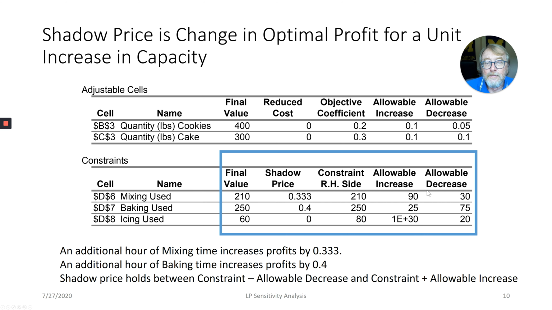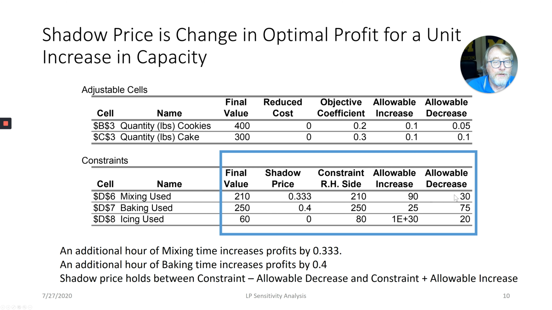Okay. Now, a little bit finer detail is this allowable increase and allowable decrease. And it kind of acts just like the ones above, only now you're saying, okay, I have this constraint of 210. I have a shadow price. The shadow price is just for adding one additional hour, right? Or if you say, hey, if I take an hour off, how much would the profit go down by? If you went from 210 hours minus 1 down to 209, you would lose 33 cents.